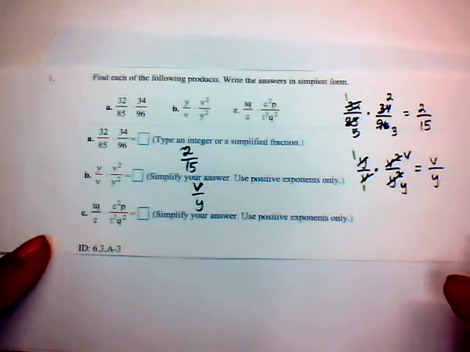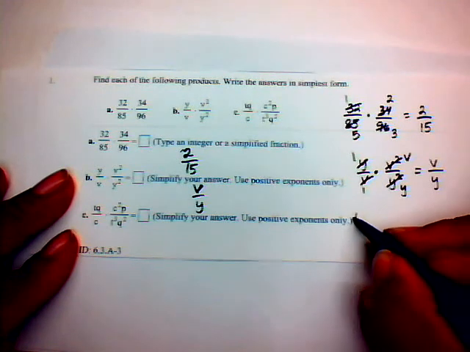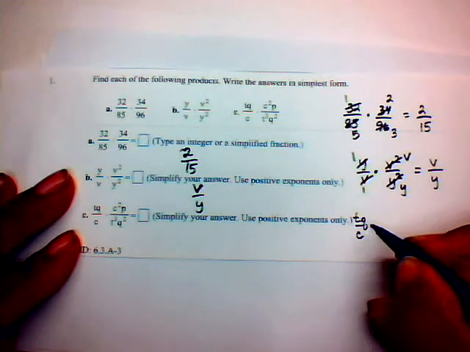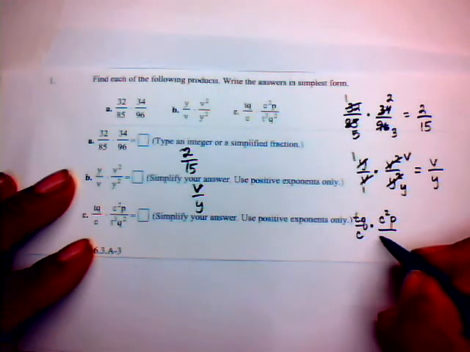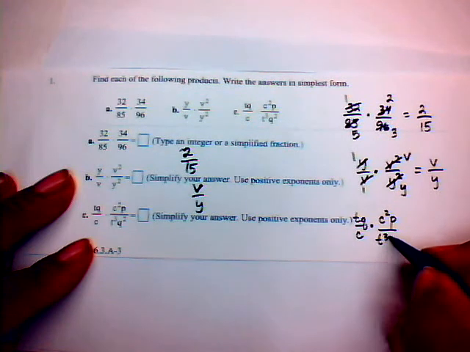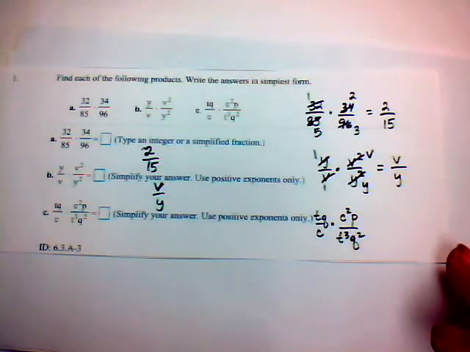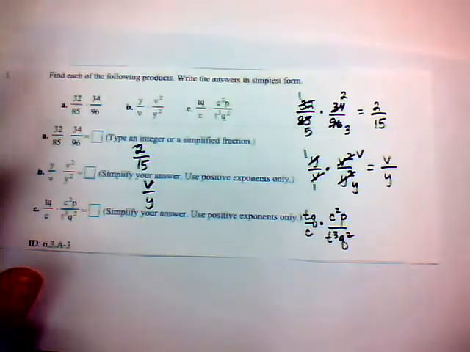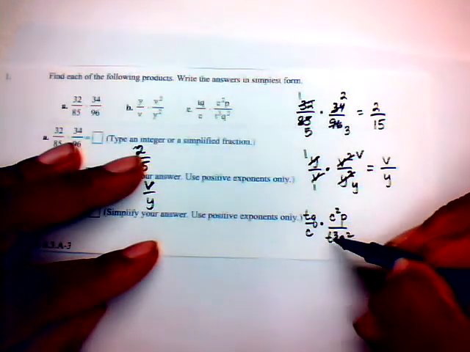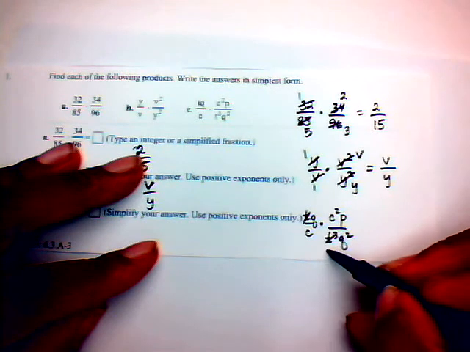And then part C, you've got TQ over C times C squared P over T cubed Q squared. Let's do some cross dividing. One of the t's can be crossed out. This t can be gone. One of the t's in t cubed will be crossed out. I'm left with t squared.